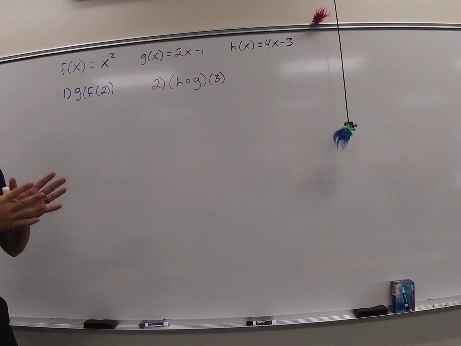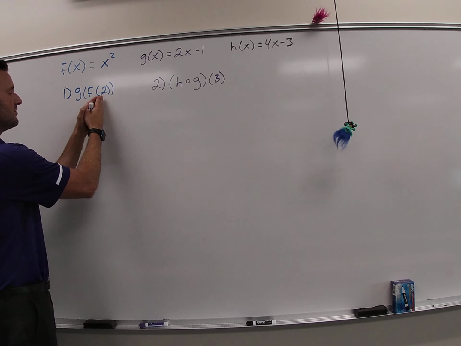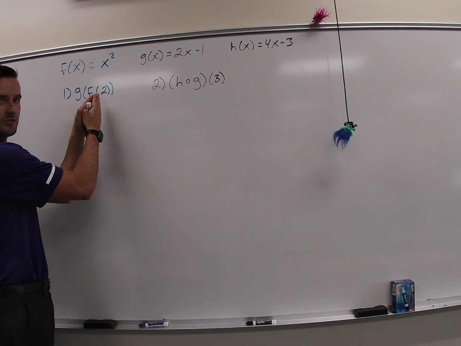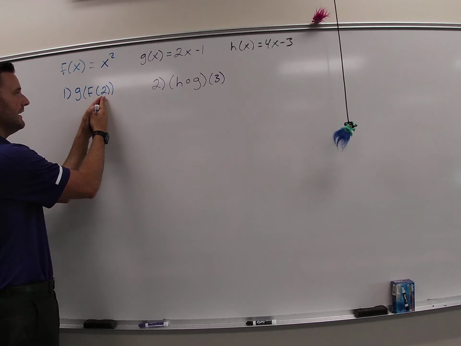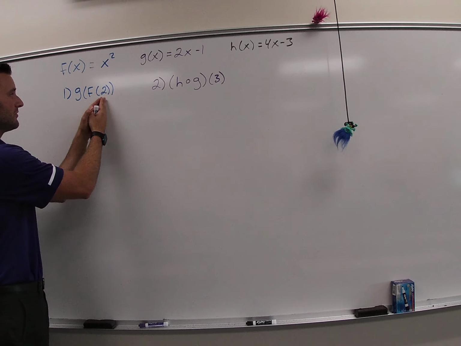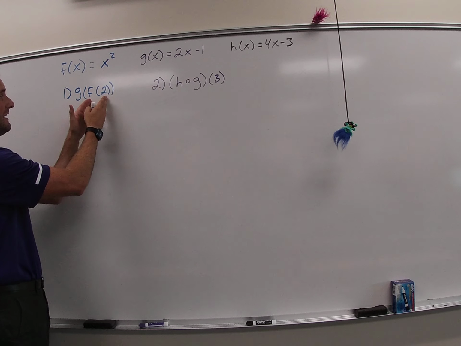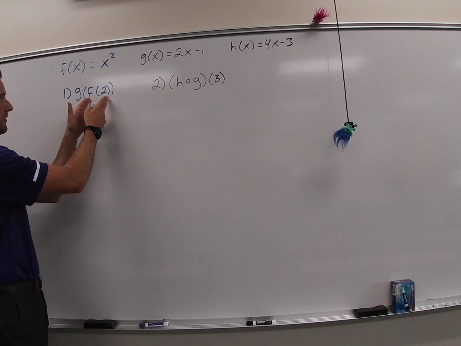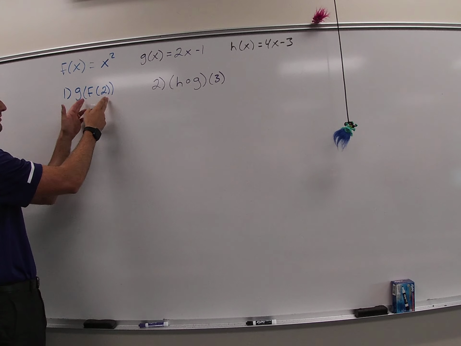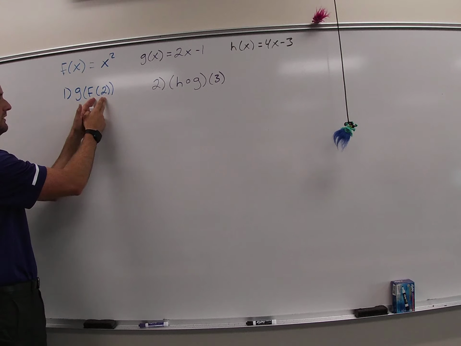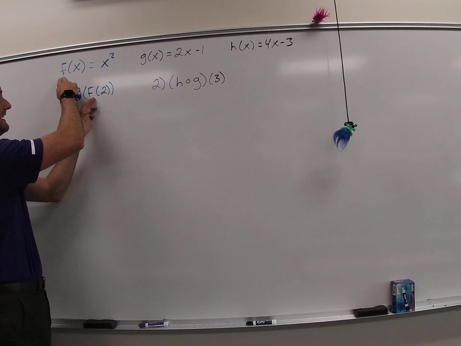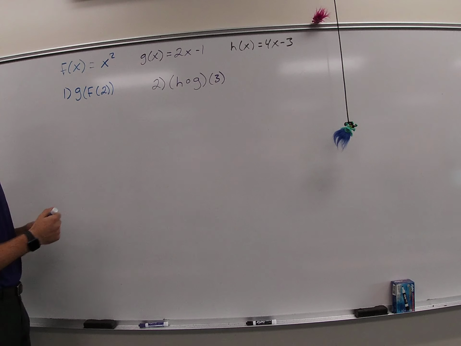You're going to look for your innermost function. Your innermost function here of the 3 is going to be this 2. This is your input. Now, I'm substituting, or replacing, everywhere I have an x in f of x in my innermost function, the f of 2. So the inner function is f of 2, and the outer function is g of x.